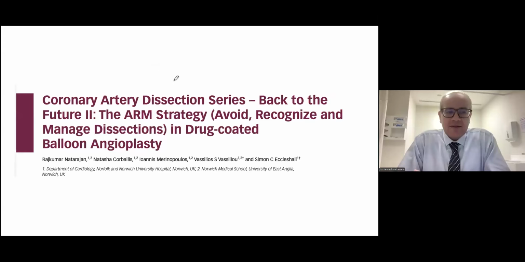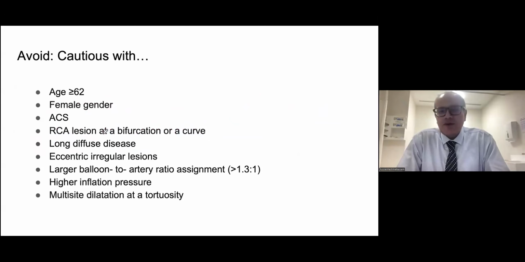So how to avoid the vessel-threatening dissection, where you're scared that the vessel is going to shut down within minutes or hours, and they would call you in the middle of the night because the patient is having an acute MI after the balloon angioplasty that you did? Here, the nice work by Simon Eccleshaw and his colleagues, they came up with the acronym ARM strategy: avoid, recognize, and manage the dissection. First, how to avoid? You need to be cautious, probably undersize your balloon a little bit in elderly patients, female patients, ACS, lesions that are tortuous, long diffuse disease, higher inflation pressures at the bifurcation or a curve. These are the situations where you expect your dissection to be a little bit wild.